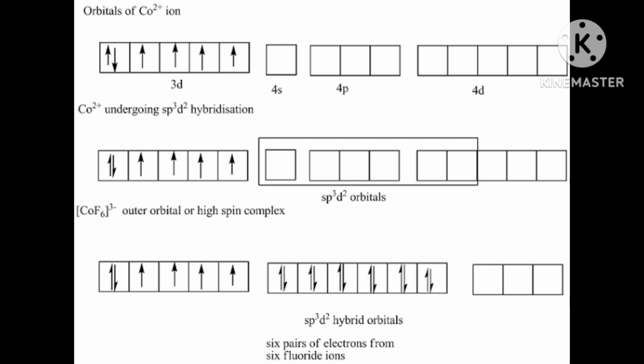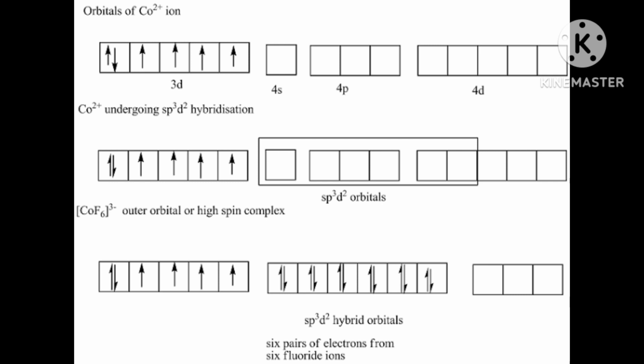This happens in the excited state. Also, when ligands approach the central metal ion, there will be an energy change, and due to that also the electrons are paired. Now one d orbital is empty. One d orbital is empty.